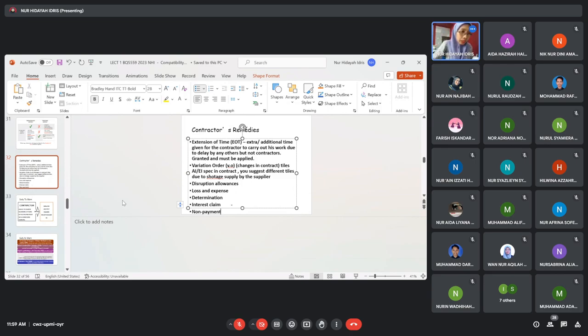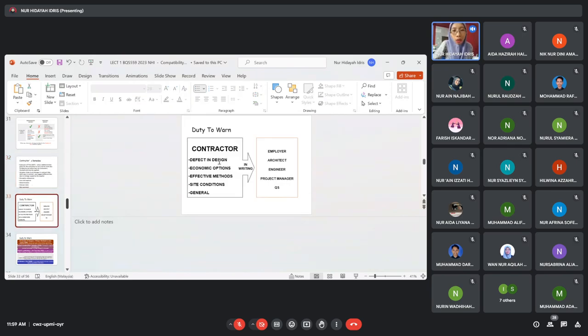Alright, okay. Now kita pergi kepada duty to warn of the contractor. So contractor ini, okay, ada duty. Dia ada dua school of thought. So even kalau kita refer previous court cases or past court cases, ada certain judges, okay, the verdict was that contractor ni ada duty to warn. Ada some of it kata tak ada duty to warn. So the case by case lah. So kalau you nak explain on this, kalau ada duty to warn, it depends on which case you are referring to, and you boleh cerita pasal apa verdict of the case.